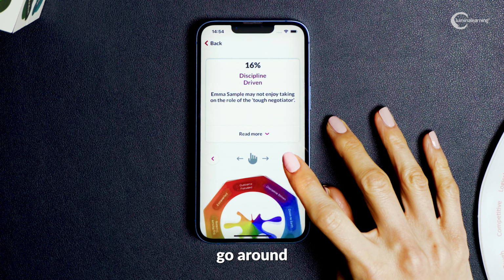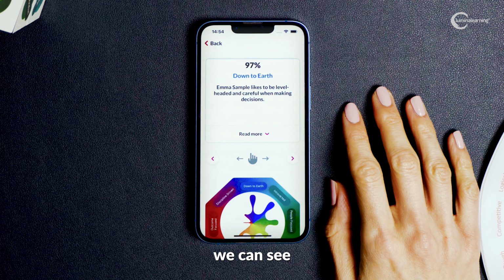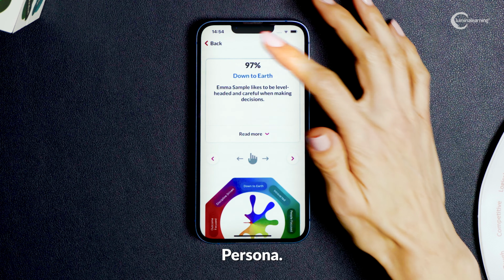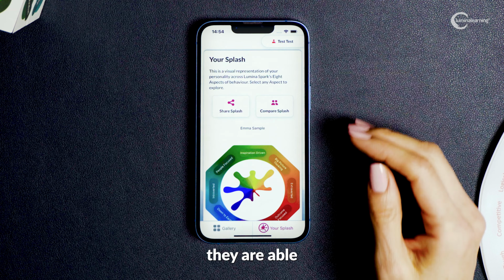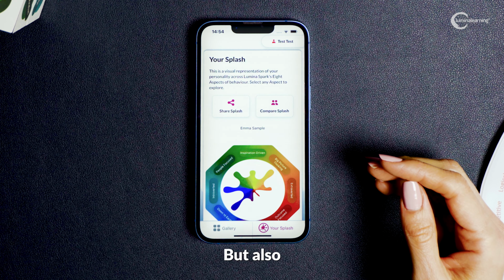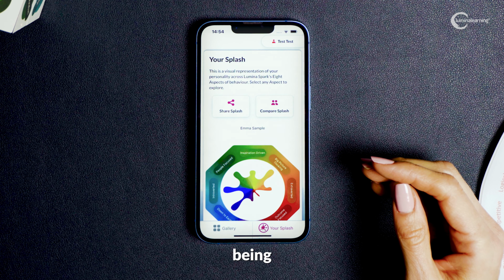And if we go around, back to the other side, we can see that they're also just about equally down to earth, 97%. So that's in their underlying persona. And it would seem that they are able to look at the big picture, think in an abstract and conceptual way, but also pay attention to the details and be practical.